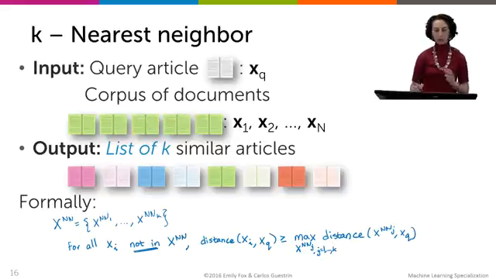So this is very intuitive. It's just saying that the definition of the k nearest neighbors is that any article that's not in your k nearest neighbor set has a distance that's further than the distance to the furthest document within those k nearest neighbors. That's where the max comes in here.